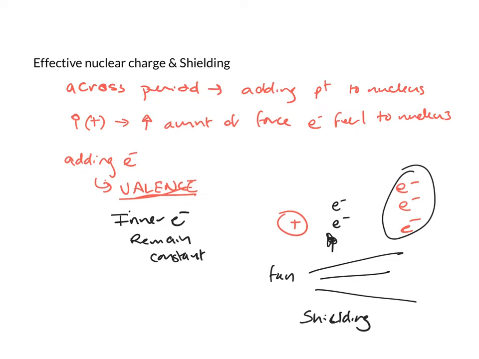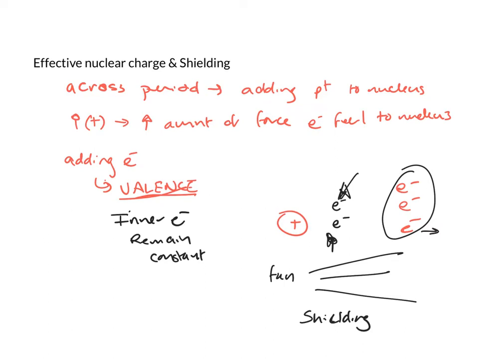And the more inner electrons you have, the more the force will be shielded, right? So as we go across a period, we're adding protons to the nucleus. So we're turning up the fan, but we're not changing the number of things that are blocking. So the shielding isn't changing. We're not changing the number of inner electrons, which means each of these guys on the outside are going to feel more force to the nucleus.